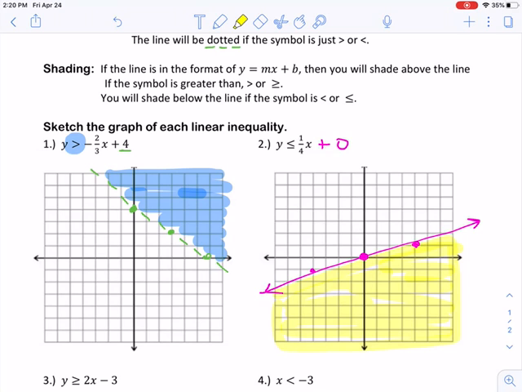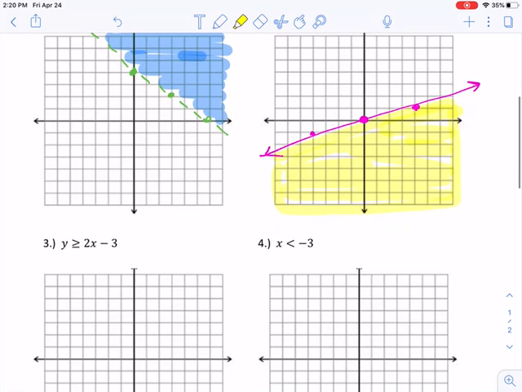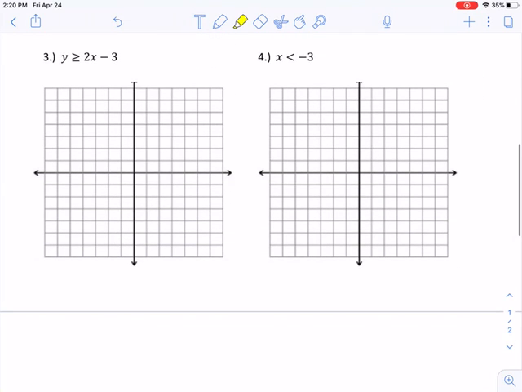Now let's look at questions 3 and 4. Looking at question number 3, we have y is greater than or equal to 2x minus 3. I'm going to start down at negative 3 on the y-axis, 1, 2, 3, and I have a slope of 2, or 2 over 1. So I can go up 2 over 1, up 2 over 1, and if it's y is greater than or equal to, it's a solid line.